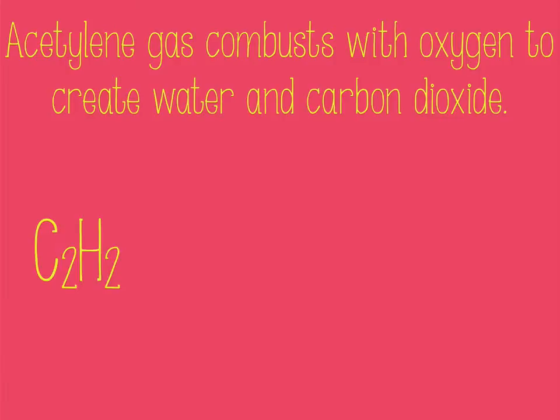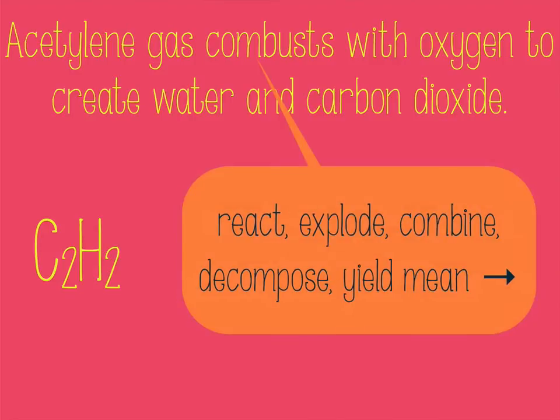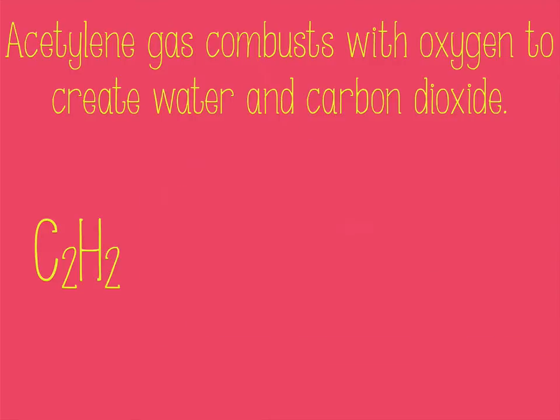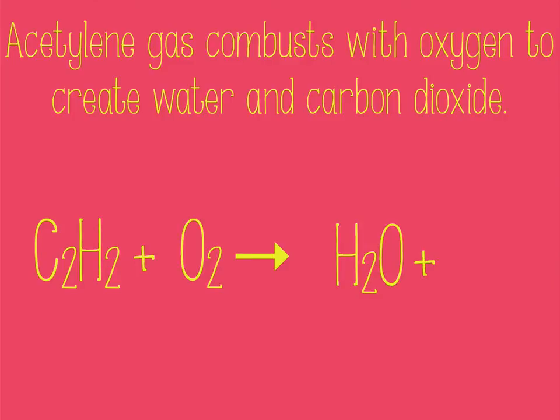Acetylene gas has the formula C2H2. Words like combust, react, explode, and so on mean you need to use the arrow. "With" means the plus sign. Oxygen is a Brinkelhoff twin and needs to be diatomic. Then it creates water, which is H2O, and carbon dioxide. This is the basic equation.